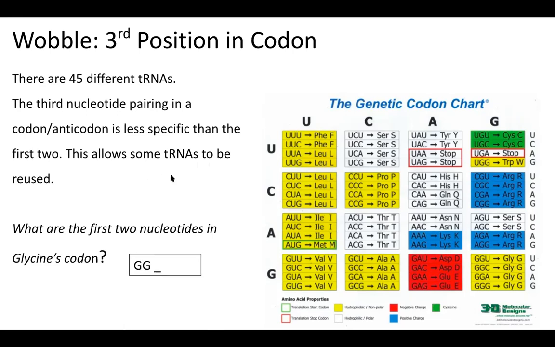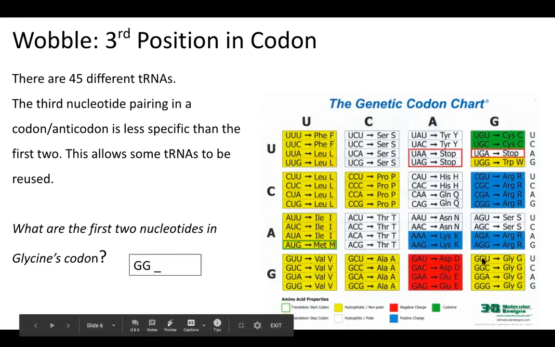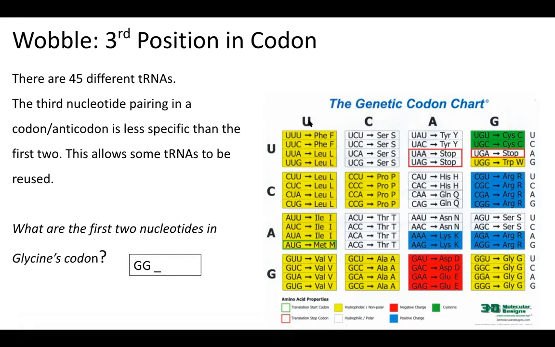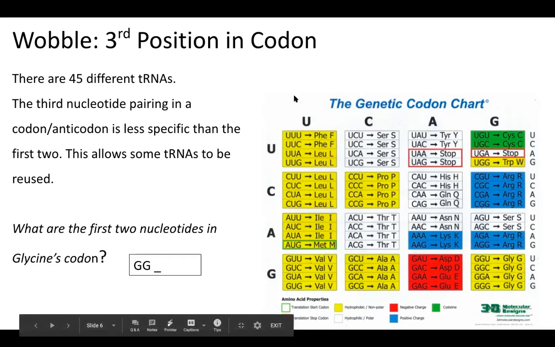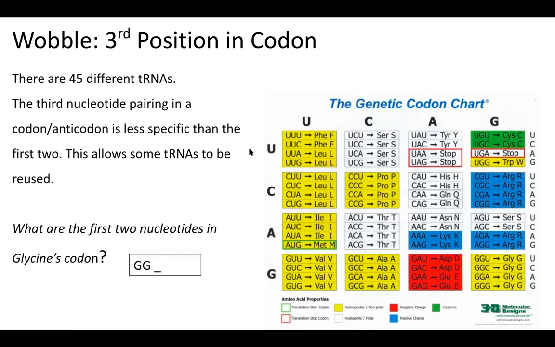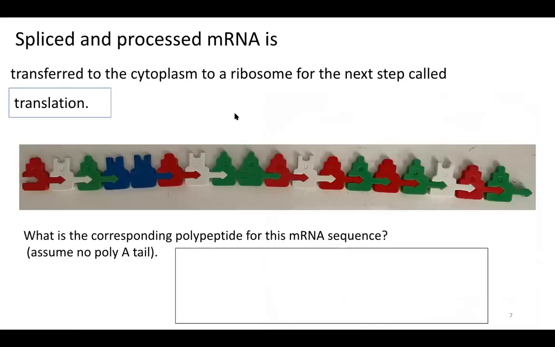So the first 2 nucleotides in glycine's codon. If you were to look for the GLY in glycine over here, it's GG. And it doesn't matter whether it is a U, a C, an A, or a G. In this genetic code chart, you're really going to look for the first letter in this area right here. So these are the first letters, these are the second letters, these are the 3rd letters. So first letter is a U, second letter is a U, and then each one of these boxes. So that's how you read this square chart. On the AP, I do believe it even tells you first letter, second letter, 3rd letter.